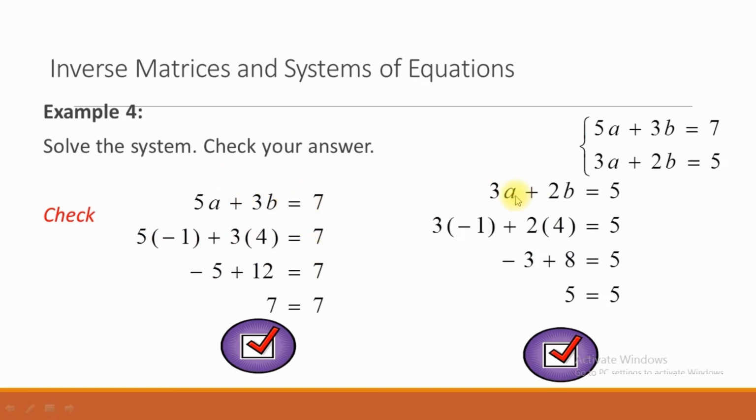Now to check the result for the second equation. In the second equation we have 3a plus 2b is equal to 5. So 3 into minus 1, this is the value of a, plus 2b, this is the value of b, is equal to 5. On the right hand side of the second equation we have 5. So minus 3 plus 8 is equal to 5. So the result is correct for the second equation also.